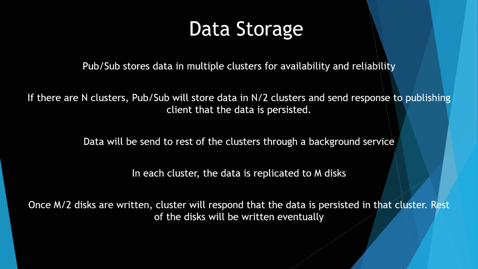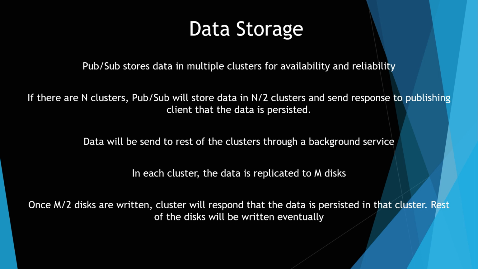Let us see how the data is stored in the PubSub. In the PubSub, the data will be stored in the publishing forwarders, and the PubSub stores data in multiple clusters for availability and reliability. If there are n clusters, PubSub will store data in n by 2 clusters and send a response to the publishing client that the data is persistent. Now n by 2 clusters are filled. The rest of the clusters will be filled through a background process.